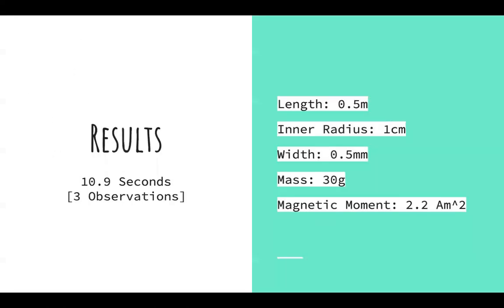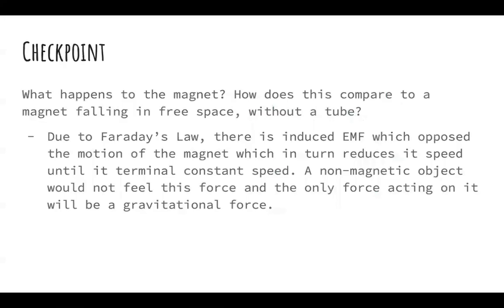This is the result. Upon three observations, we get 10.9 seconds. The length is 0.5 meters, the magnetic moment is 2.2 ampere meter squared, and the mass is 30 grams. So what happens due to Faraday's law is there's an induced EMF which opposes the motion of the magnet, which reduces its speed to a terminal constant speed.